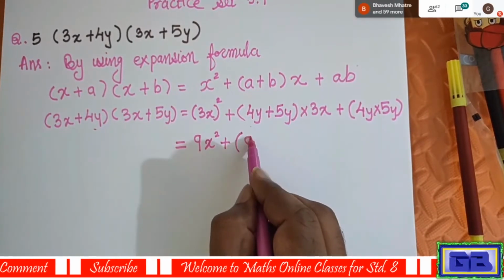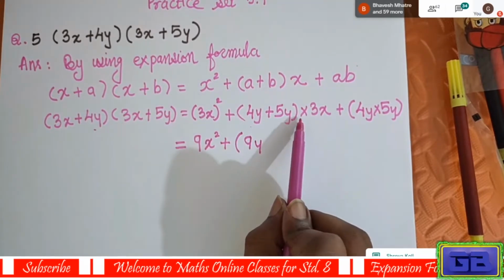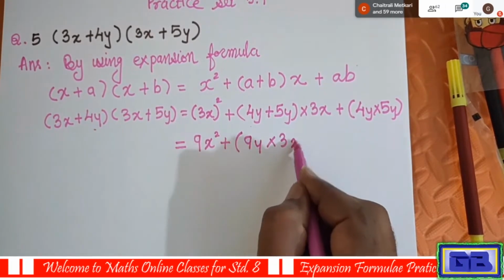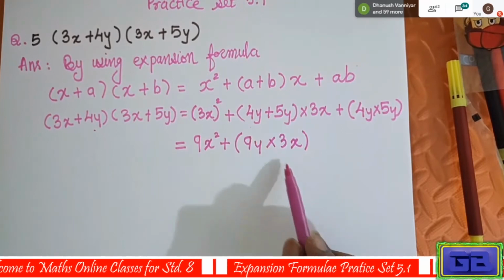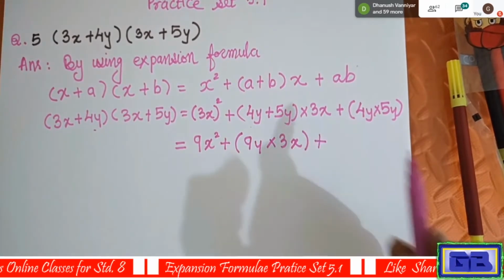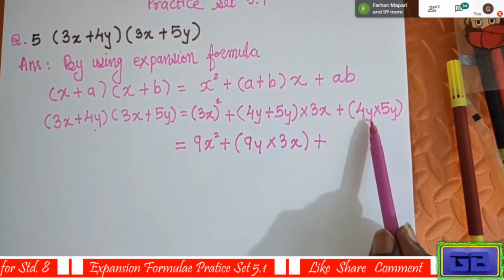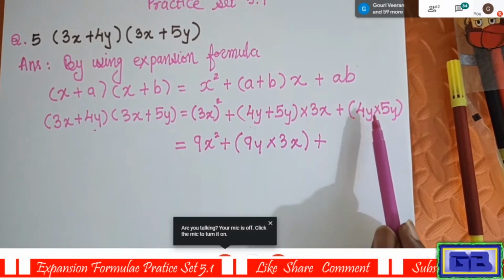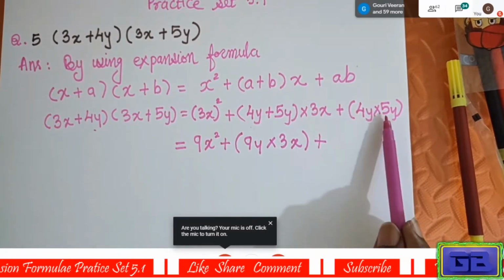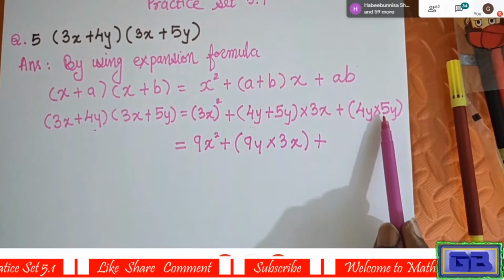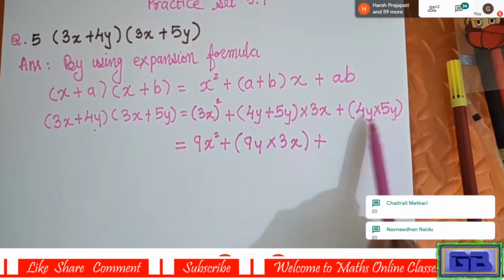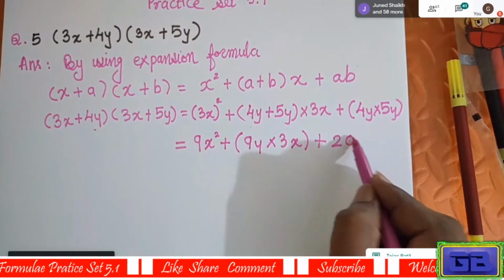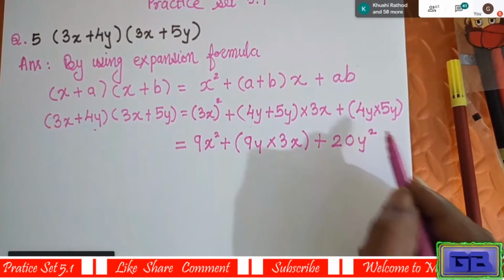But still we will take this 9y in a bracket because we need to multiply it with 3x. So I will write the term 3x inside the bracket, plus. Now do this multiplication. Here you can multiply numbers as well as variables. 4 fives are how much? 20. And y into y? y². Correct, 20y².